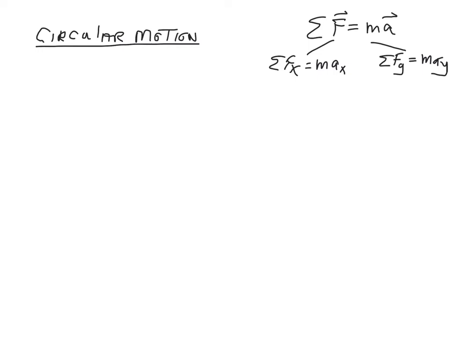Okay, let's talk about circular motion. So, the simplest kind of circular motion is when an object moves in a circle at a constant speed. And a good approximation to that is the Earth going around the Sun or the Moon going around the Earth.